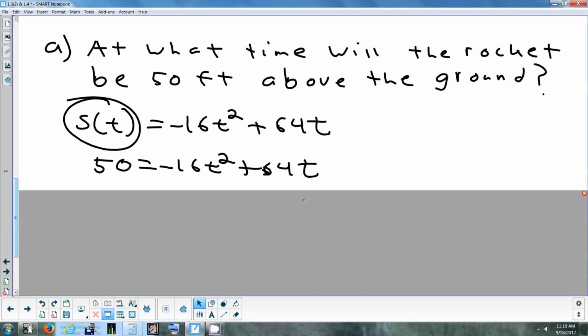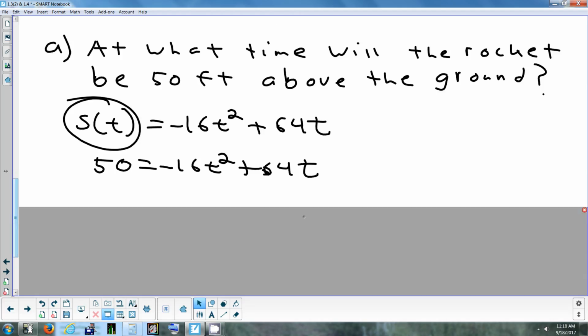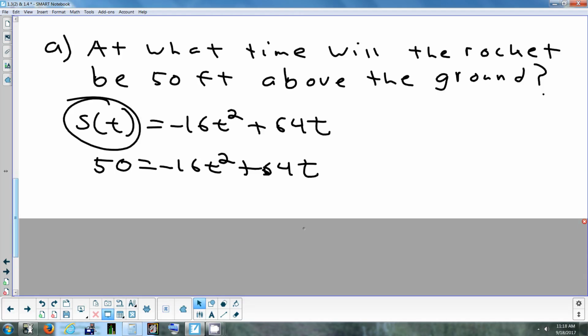And what kind of equation do I have? Again, it's a quadratic. It's exactly like the last one, except this time I'm going to show you how to solve it on the calculator. I'm not going to solve it using the quadratic formula. I'm still going to get it equal to 0, just like I did with the quadratic formula.